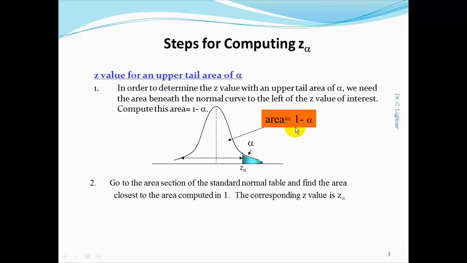Our steps tell us that we should go to the standard normal table and try to find the area as close as possible to 1 minus alpha. In this case, that area is 1 minus 0.1 or 0.9. If we go to the standard normal table, the area section of this table, and try to find the area as close as possible to 0.9, we will find the area 0.8997. This area corresponds to a z-score of 1.28.